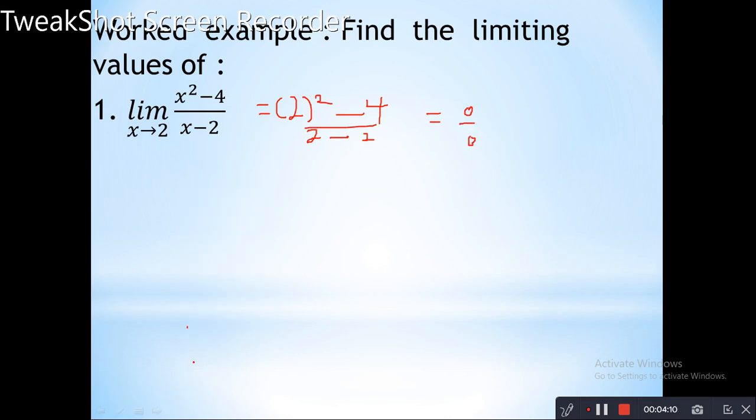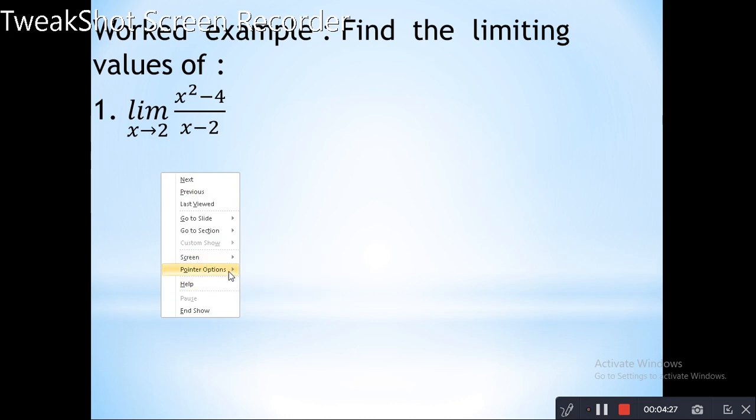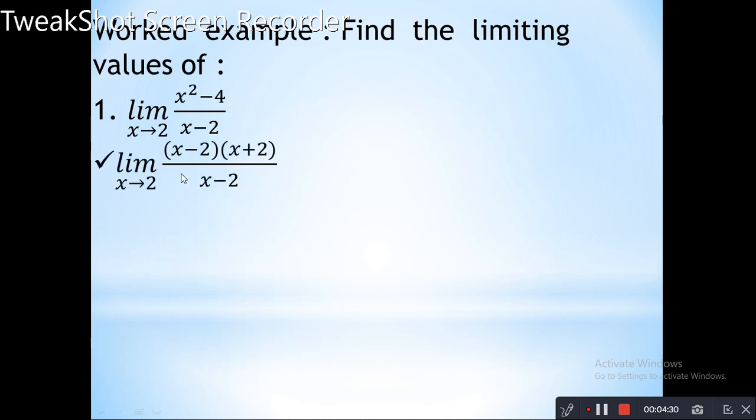But we stated earlier that when for the rational function we are getting 0 for both g of a and h of a, that is the function on top and the function below, we have to manipulate it. So then what do we do? This is a difference of two squares, so we separate them to give x minus 2 times x plus 2, and here we can cancel out the x minus 2. Then we continue with our substitution method, then we get our answer to be 4.